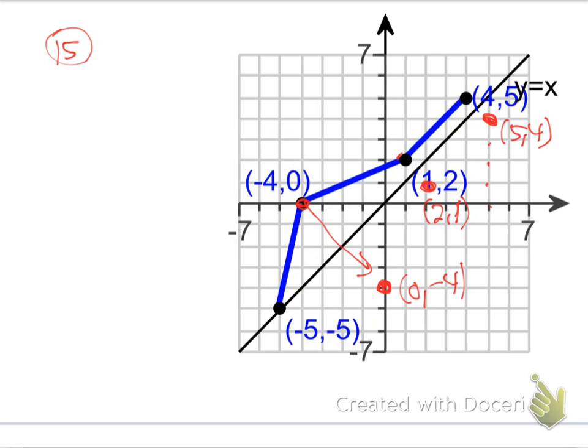Oh, and then there's this one down here. -5, -5. You swap them. It's still -5, -5, huh? So, all right. Now, let's connect the dots of the inverse function.